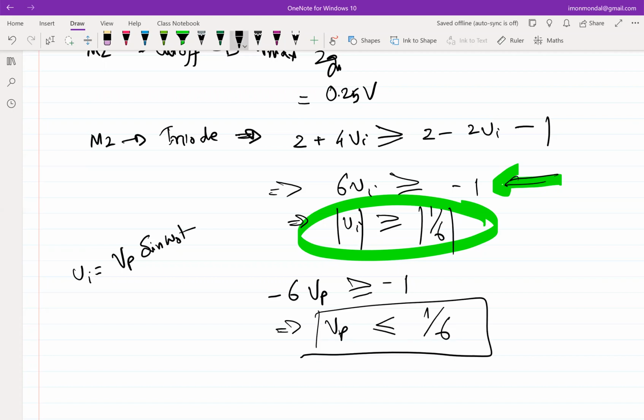So that's the clarification that was necessary, because one might look at this and think that I have to increase Vi. The other inequality might give you the impression that I have to increase Vi and the transistor will still be in triode, but it's not, because we are going in the other direction.